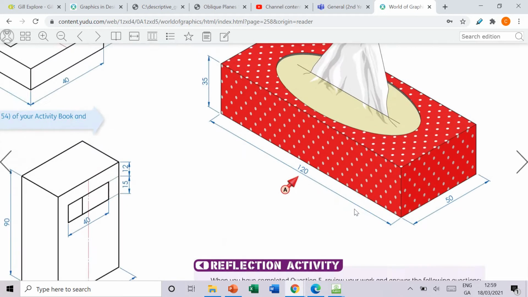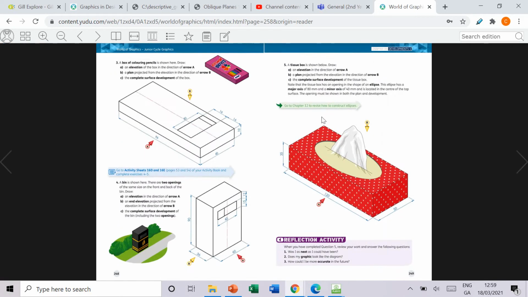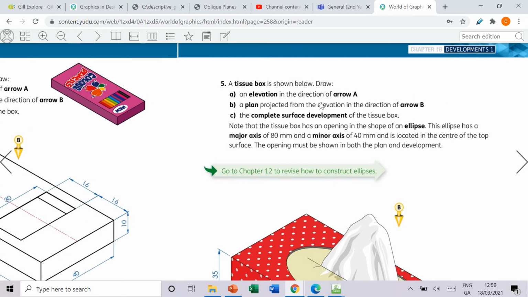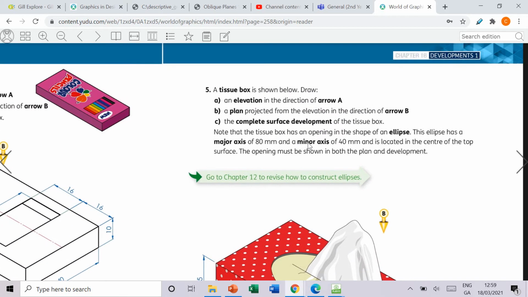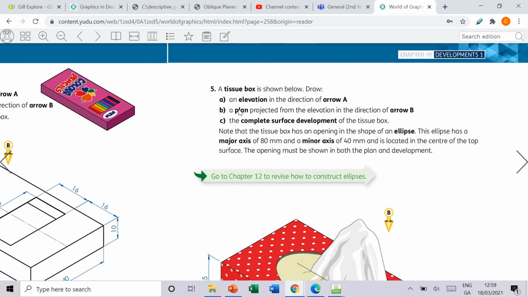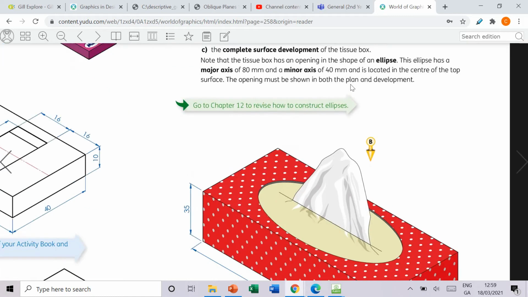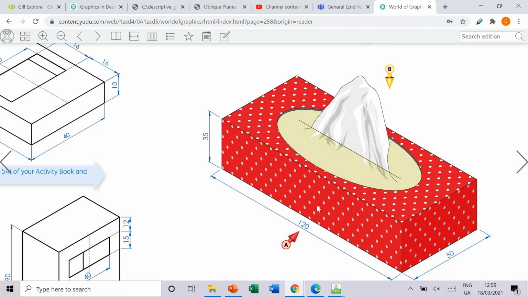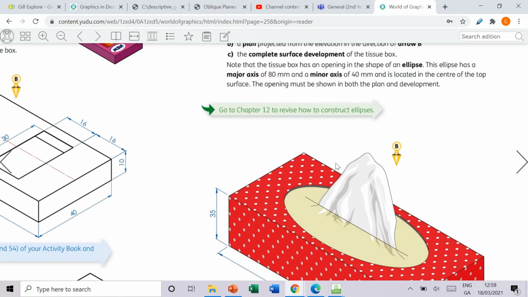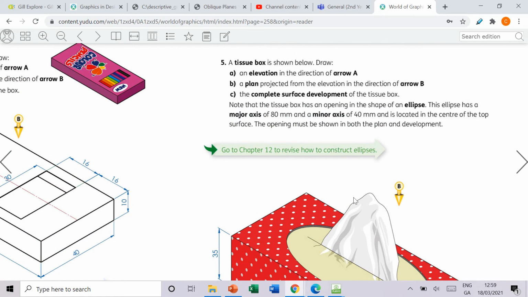Okay, so we're over here on page 249 of our books, and we're looking at this question here, which is a tissue box. A tissue box is shown below. Draw A, an elevation in the direction of arrow A, B, a plan projected from the elevation in the direction of arrow B, and C, the complete surface development of the tissue box. So we're asked to draw an elevation A, which is looking in at this direction of arrow A, a plan B, and also C, the complete surface development of this.